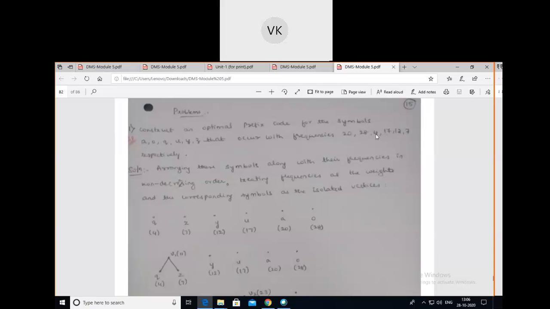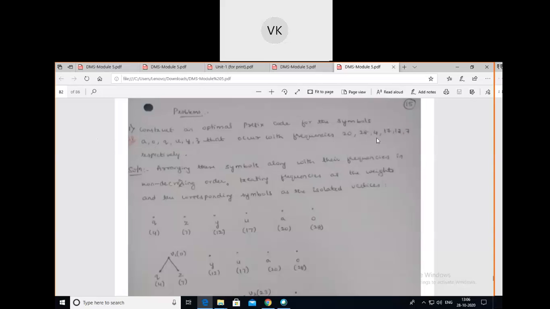4 is the least weight. The 4 is held by which symbol? Q. You see here these are the symbols and these are the weights respectively: 20 for A, 28 for O, 4 for Q, 17 for U, 12 for Y, and 7 for Z. Arrange all these symbols in the increasing order of their weights.